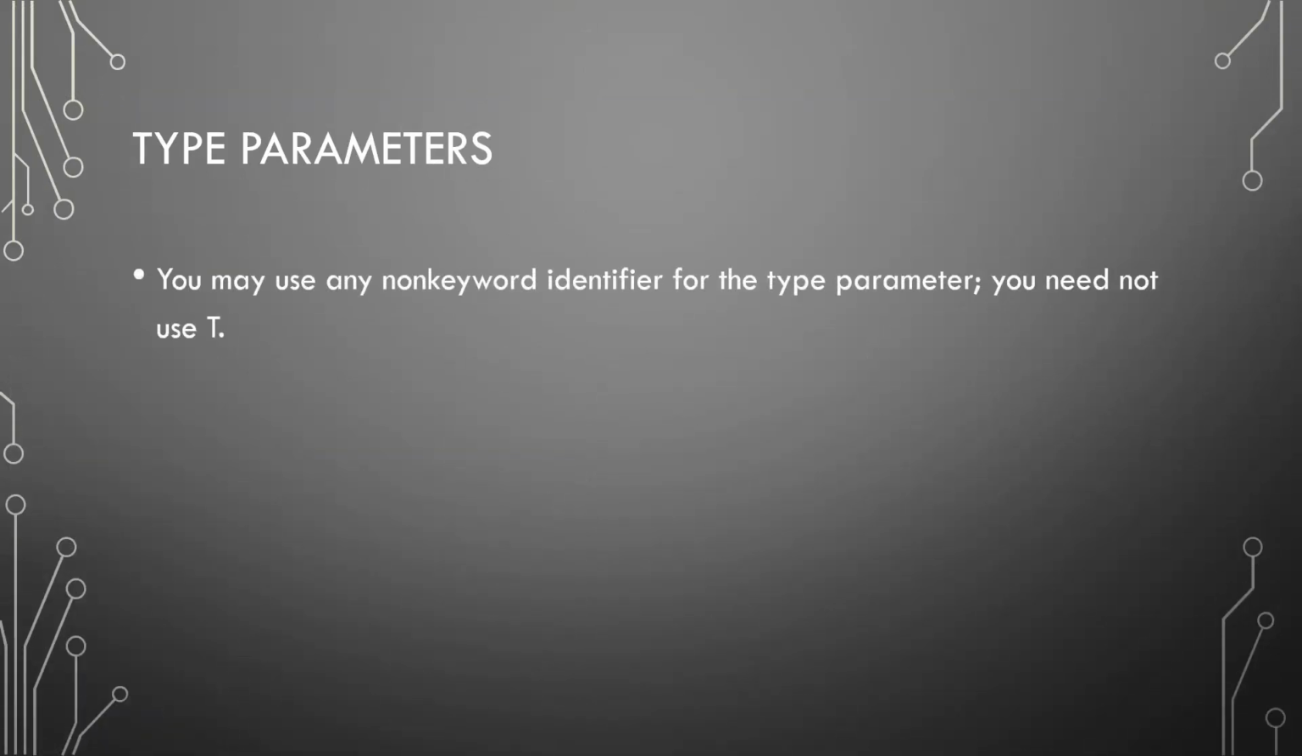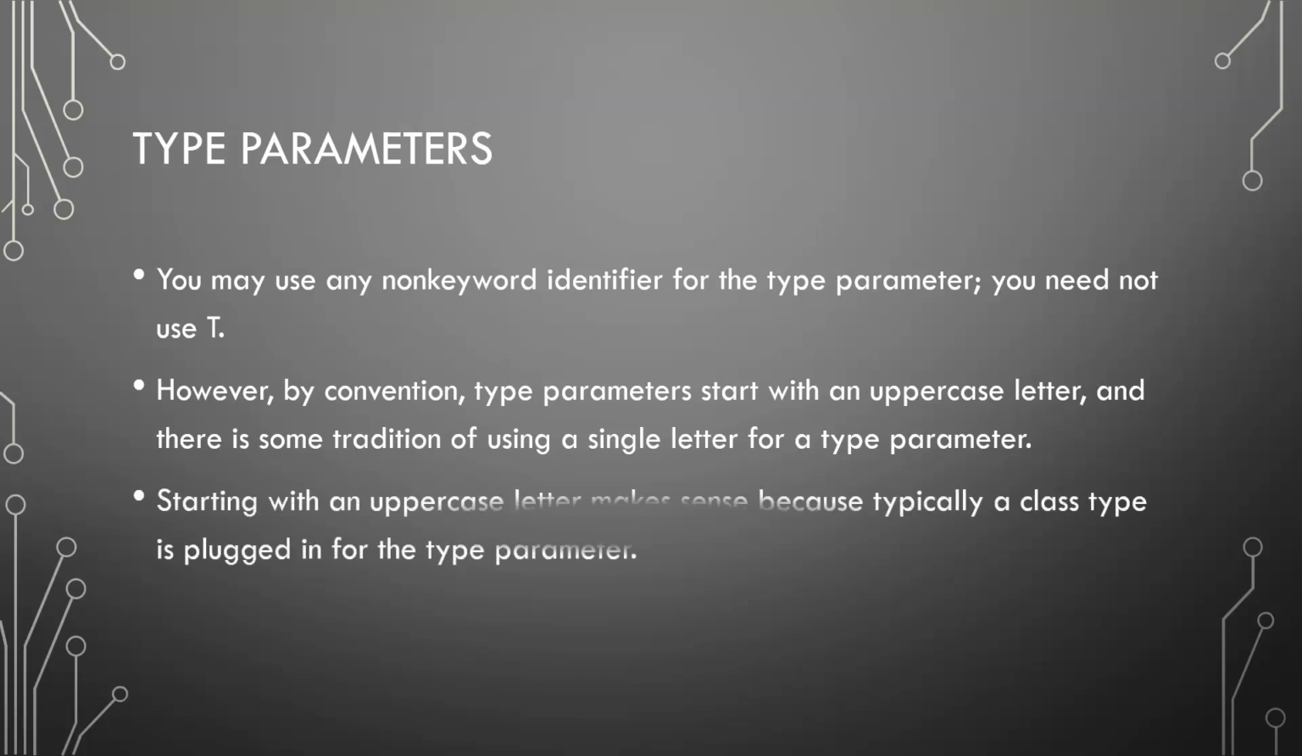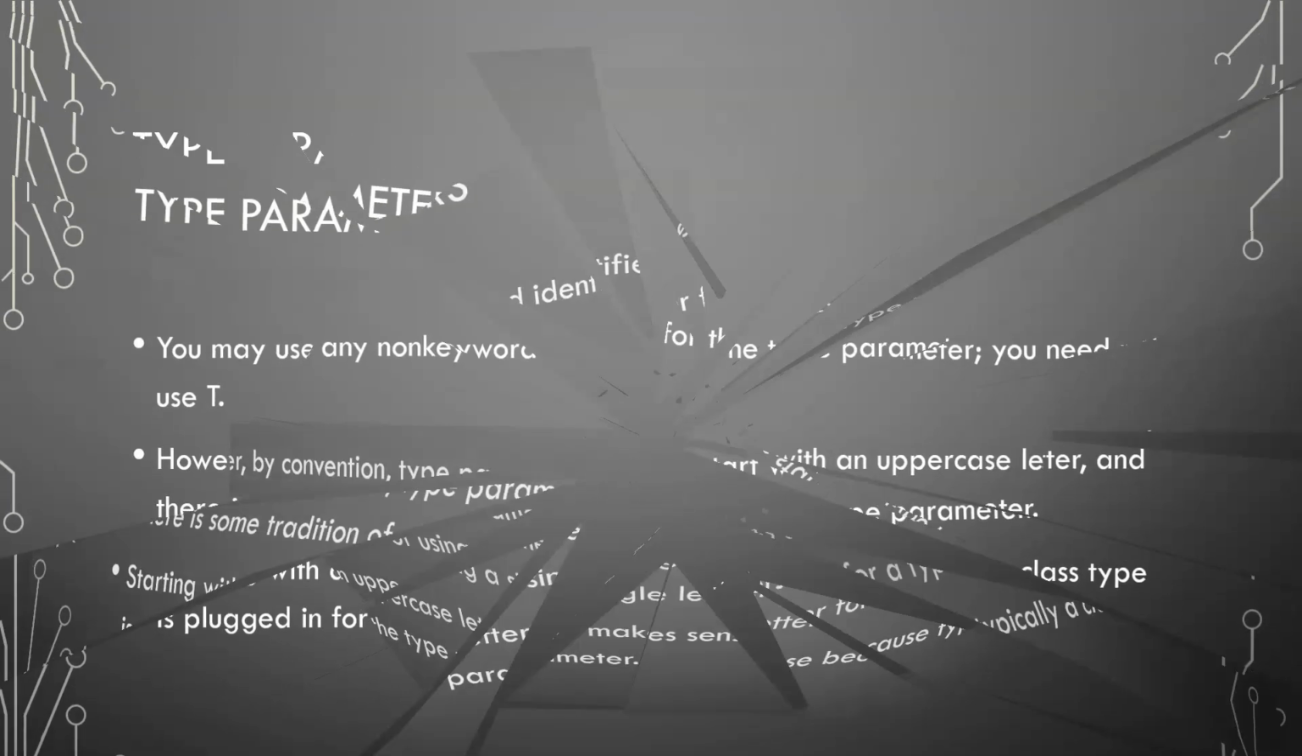Now, you may use technically any non-keyword identifier for the type parameter. You don't have to use T. It could be Fish, for example. Perfectly fine. But why are we using T? Well, it's just kind of a convention. Type parameters start with an uppercase letter, and there's some tradition of using a single letter for a type parameter. So it could be T, it could be C. Often it's T because, well, T for type parameter. Starting with an uppercase letter makes sense because typically a class type is plugged in for the type parameter, and class names, you remember, often are uppercase.